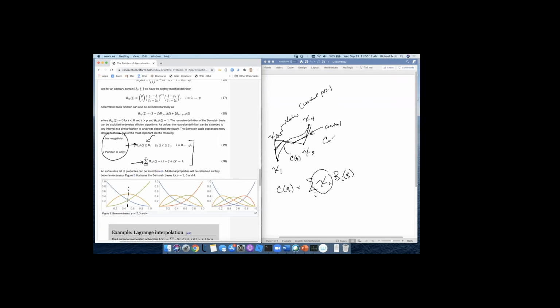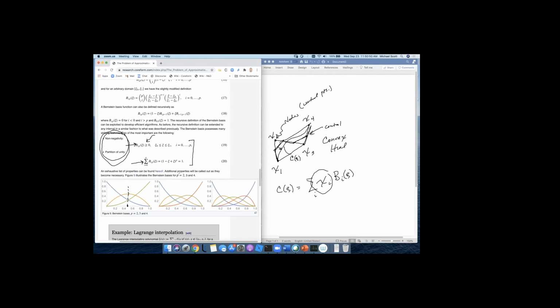We call that the convex hull property, which means you essentially snap a rubber band around the points, and the curve always has to be inside of the polygon created by those rubber bands. That's the convex hull. And so as you refine, as you add more points, the convex hull converges to the curve, and you don't have this oscillation. It's not possible because of these two properties here, non-negativity and partition of unity.